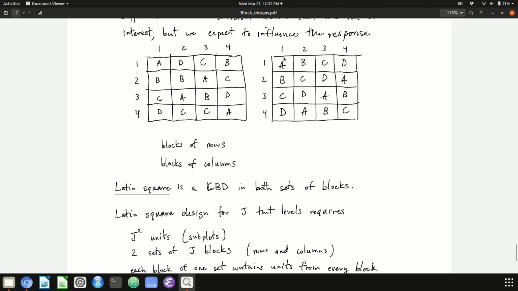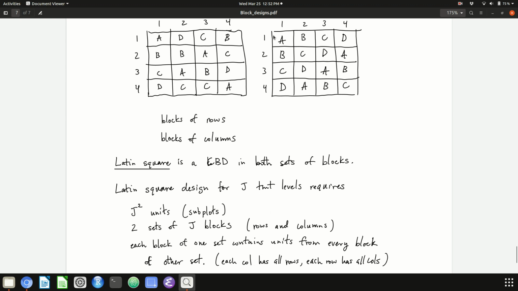The first set of blocks are the columns. There are 4 of those. That's capital J, the number of treatments. And each of those blocks has 4 units. And the same is true of the rows. So there are J equals 4 blocks of rows. And each of those blocks has 4 or J units.